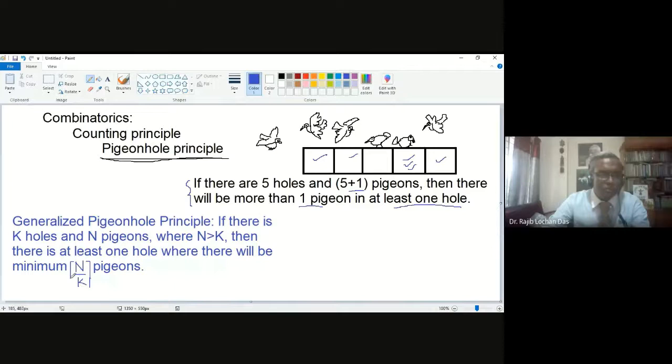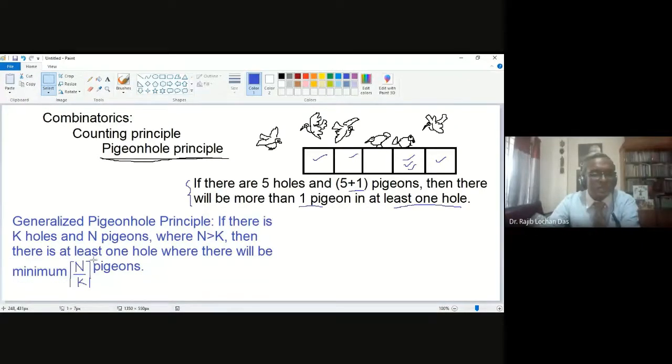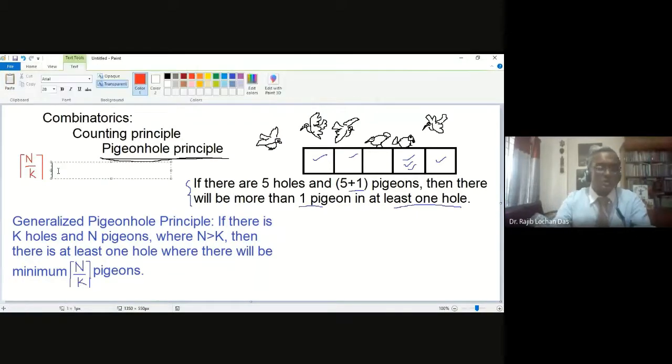Do you see this correctly? Do you see my symbol? It is n by k, but there is a special kind of bracket. So this is called ceiling. This is called the ceiling of n by k. Okay, let me write it here. Then it will be fine. So n is a number, k is a number, and n by k is a number, and this is called the ceiling of n by k.